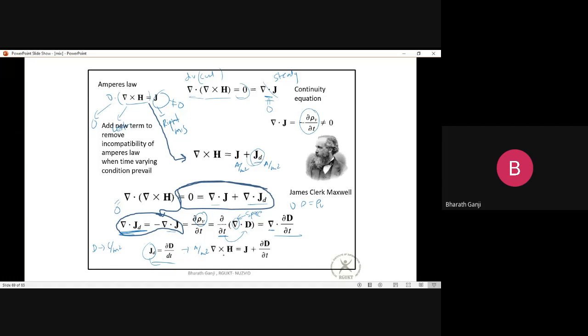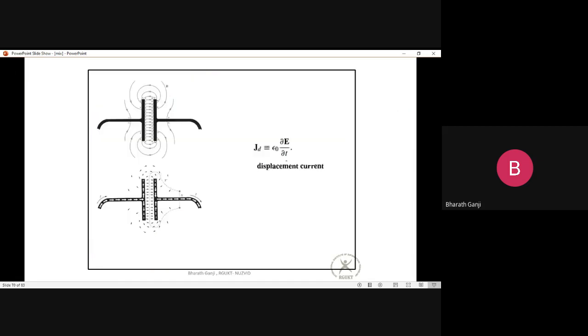The corrected equation is: del cross H is no longer just J, but J plus dou D by dou t, and this new term is called displacement current. Why is it called displacement current? It is definitely a new form of current. Between the capacitor plates, when conduction currents are flowing, the current that establishes the continuity in between is called displacement current.